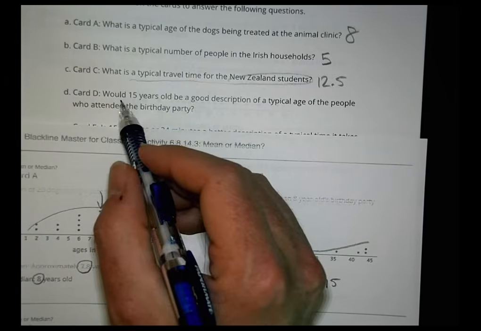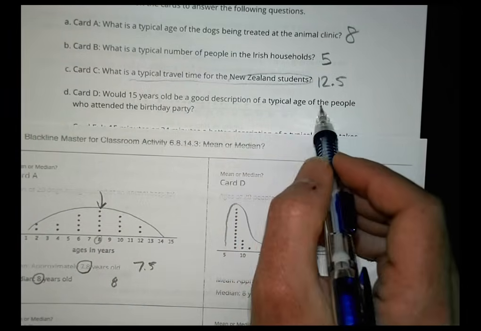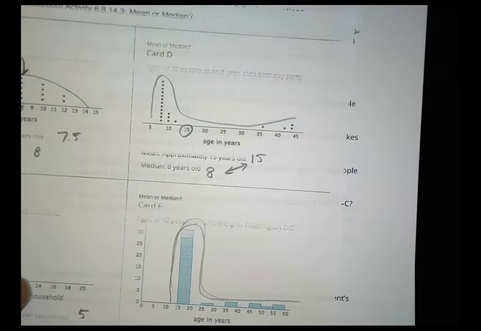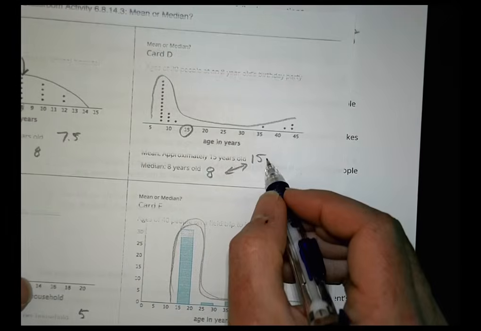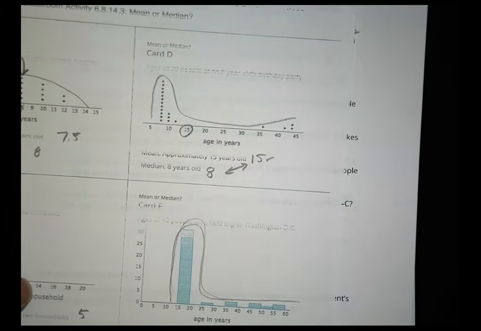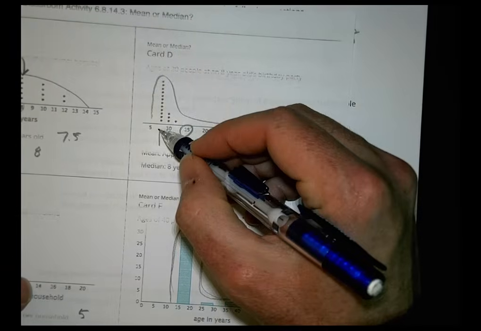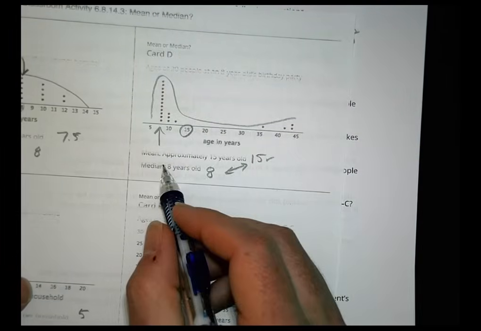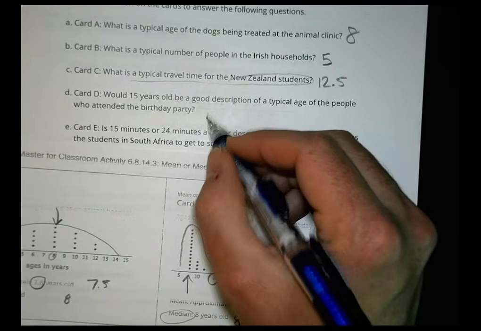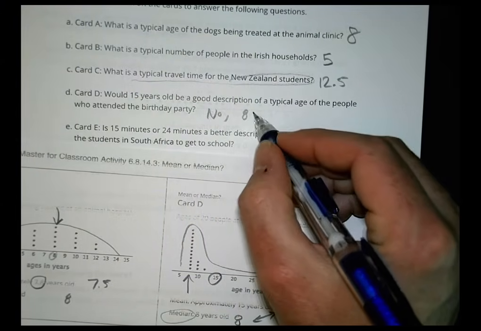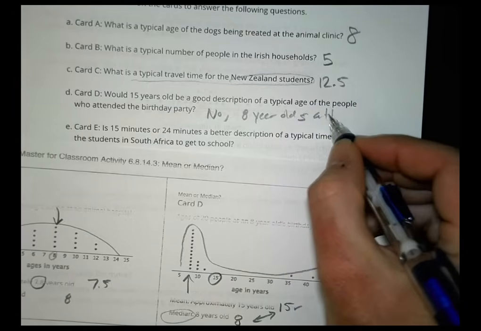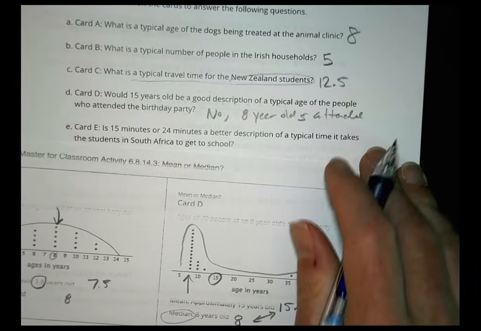D. Would 15 years old be a good description of a typical age of people who attended a birthday party? So 15 is here. Would this be a good description for the ages, meaning is the mean a good description of the age of people at the birthday party? No. There was nobody who was 15. In fact, most people at the party were about, looks like, 8 years old. The median would be a better choice. So we would say no to that one. No, it wouldn't be, and that's because 8-year-olds attended. So that's a little bit too high of a good description.